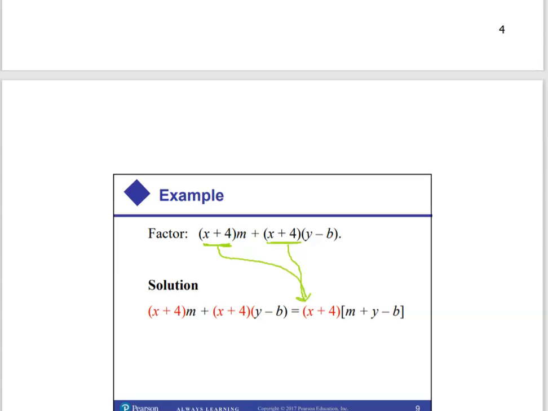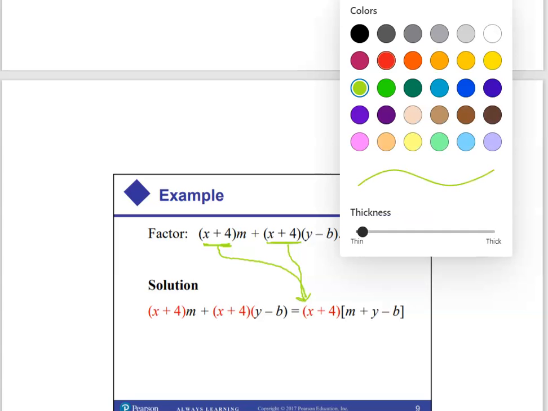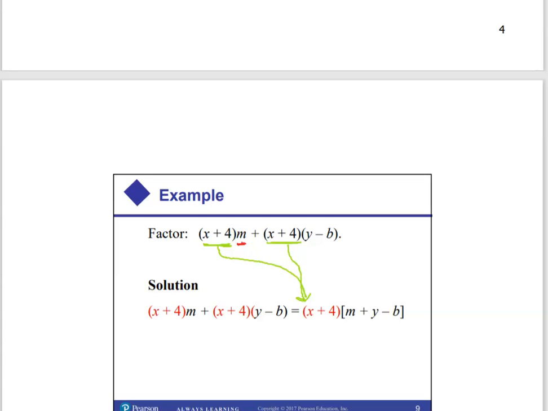Then they've taken their other terms, the m and the y minus b, and they wrote m plus y, since this is a positive y, and then our minus b, and they group those things together. In order to do this, though, we have to have two things that are the same. There would have to be x plus 4 times x plus 4 right here.